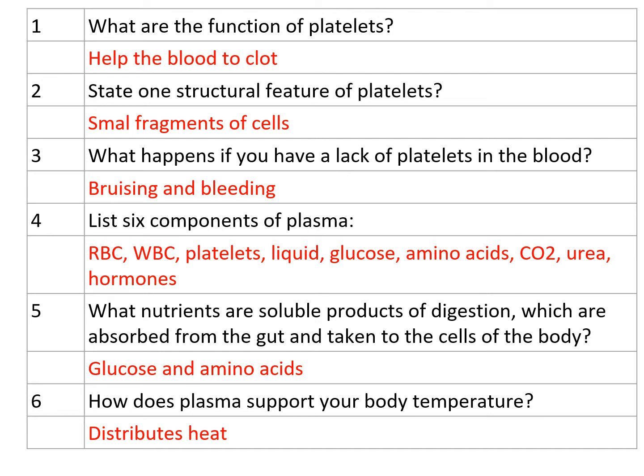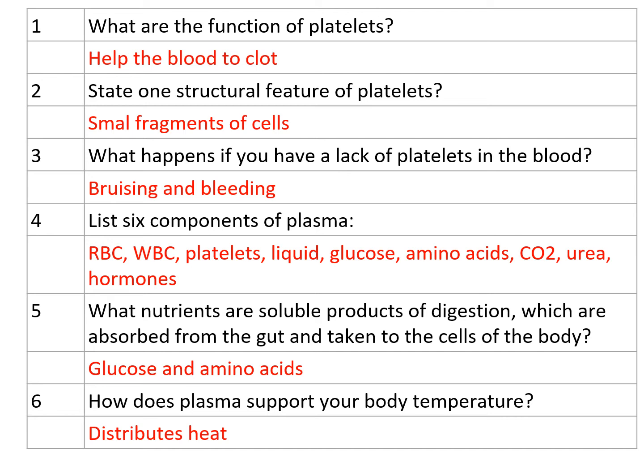And here are the answers. Number 1, help the blood to clot. Number 2, they're made of small fragments of cells. Number 3, what happens if you have a lack of platelets in the blood? Sorry, bruising and bleeding. I'm reading the question to you again.